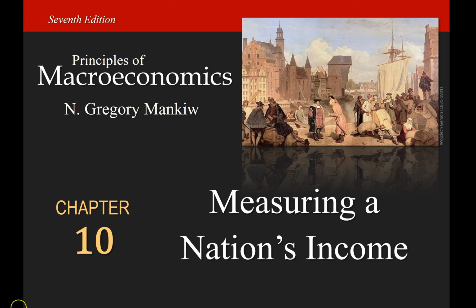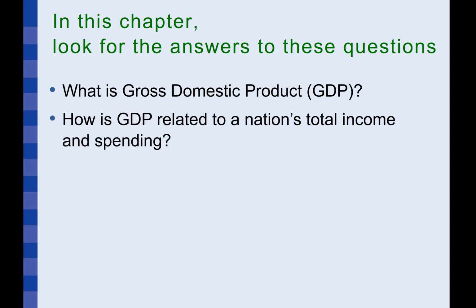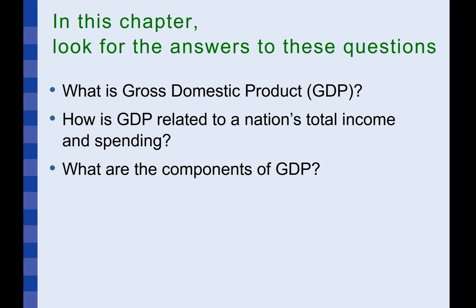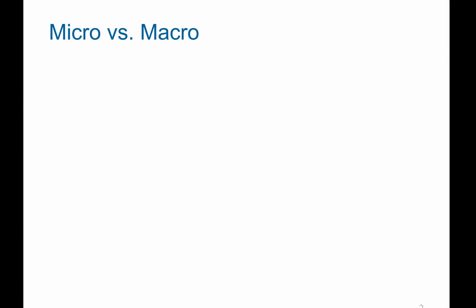Hello macroeconomics students. This week we're going to be looking at Lesson 5, Chapter 10, Measuring a Nation's Income. In this chapter we're going to be looking at this very important concept of gross domestic product. We'll refer to it as GDP. We'll look at how it's related to a nation's total income, the components of GDP, how we adjust it for inflation, and how it measures society's well-being.